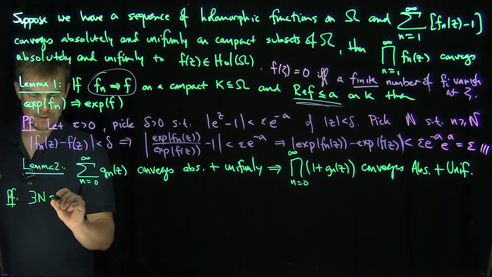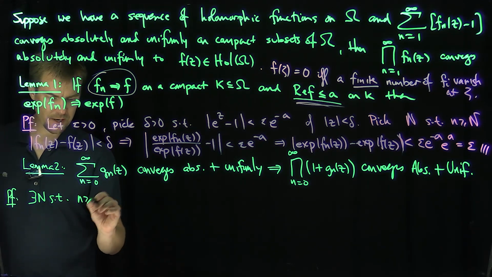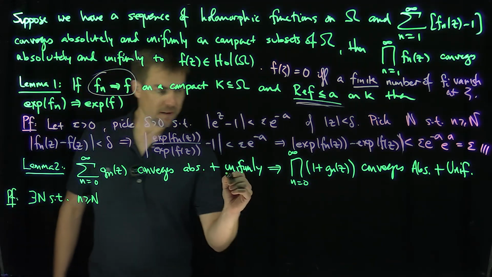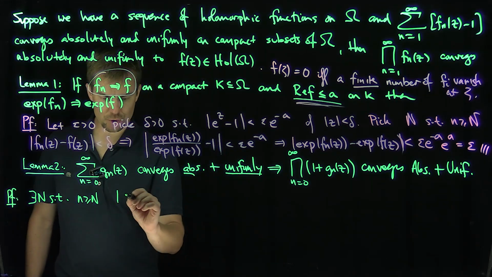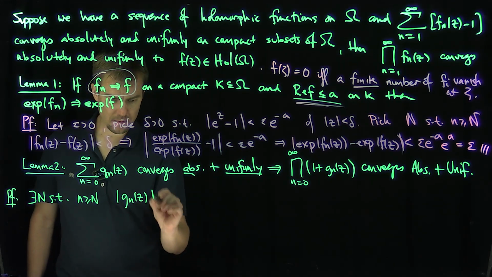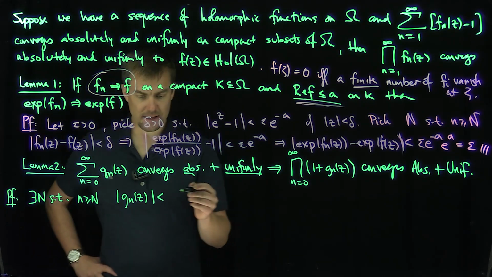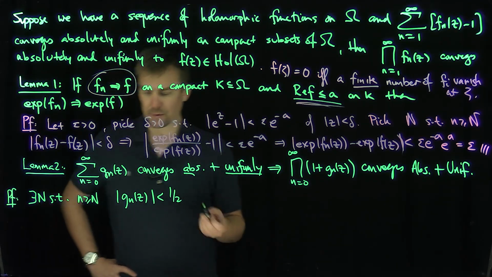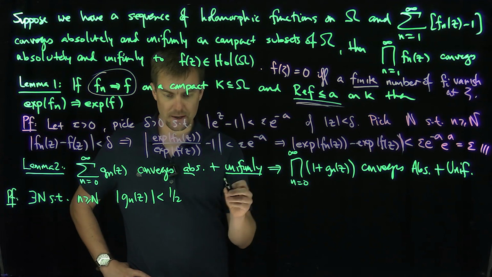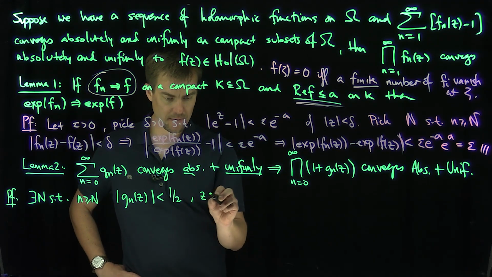There exists an N such that if n is bigger than or equal to N, what can we say? It converges uniformly and absolutely, so I can say that Gn of z is less than what? Strictly less than a half, because the series is convergent, right? So it's strictly less than a half for all z in a complex set K.